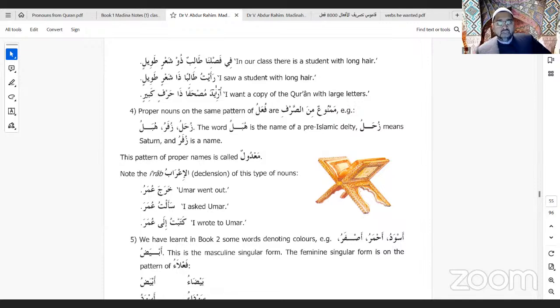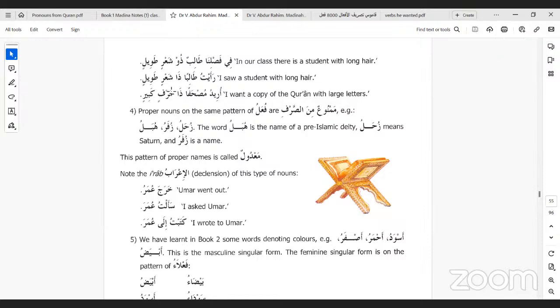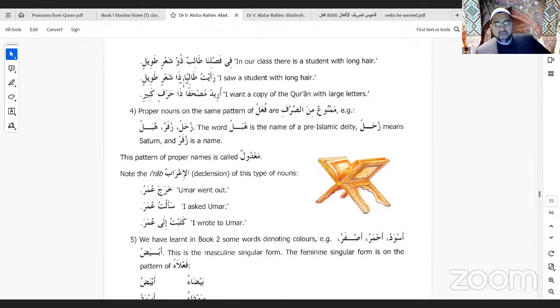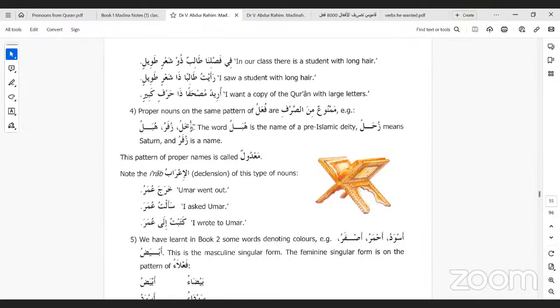So here, I saw, who did I see? A student. What was the description of the student? Now here, dhu sha'rin changes to dha sha'rin tawilin. Why? Because taliban is coming with a fatha tanween. To show that it is in the state of nasb, the dhu changes to an alif, and sha'rin is mudaf ilay. So taliban dha sha'rin tawilin. Does this make more sense for everyone now? So it is mansub now. Yes. Because taliban is mansub and the adjective is mansub.